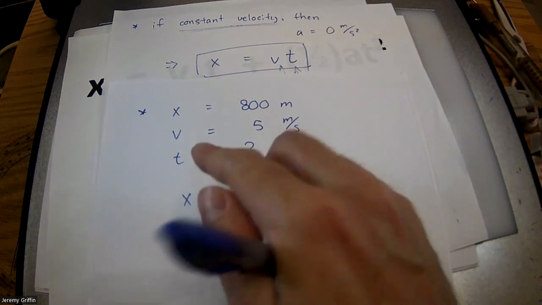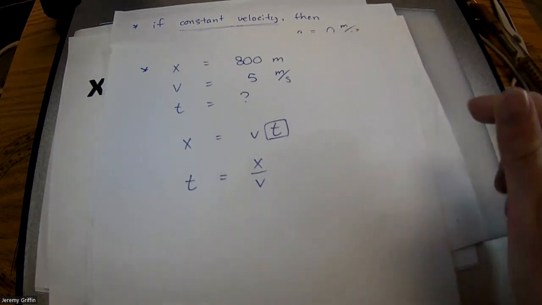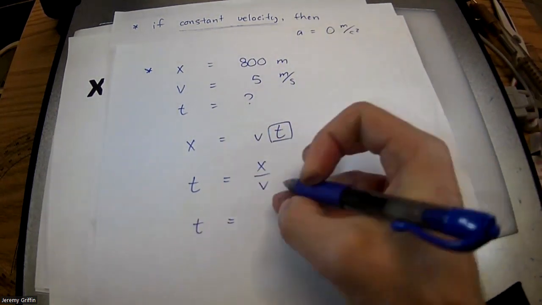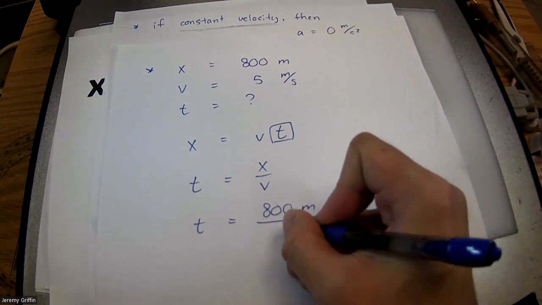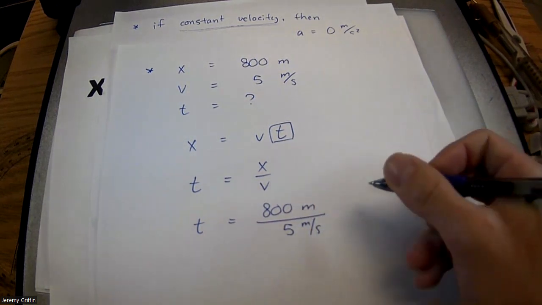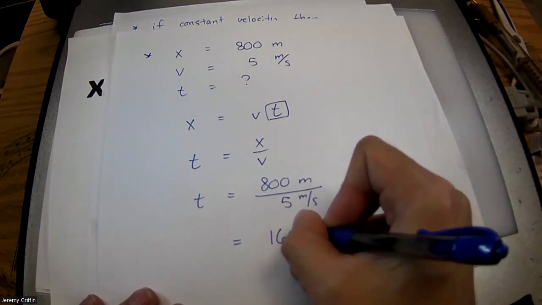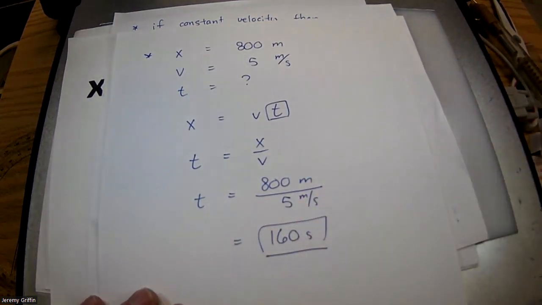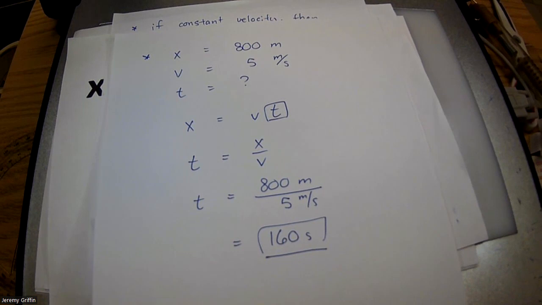Couldn't you just divide the v down and get x over v? And then plug in the numbers after the fact? Didn't have to do it that way, but it's one way to do it. The meters cancel, the seconds stack up on top, and yep, you get 160 seconds, which is like 2 minutes and 40 seconds, as long as you're going constant velocity. Or maybe that's an average velocity.